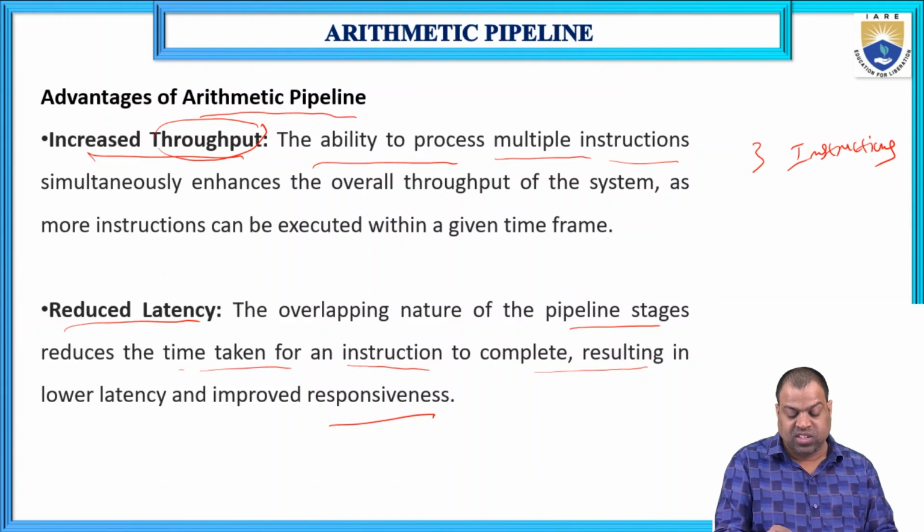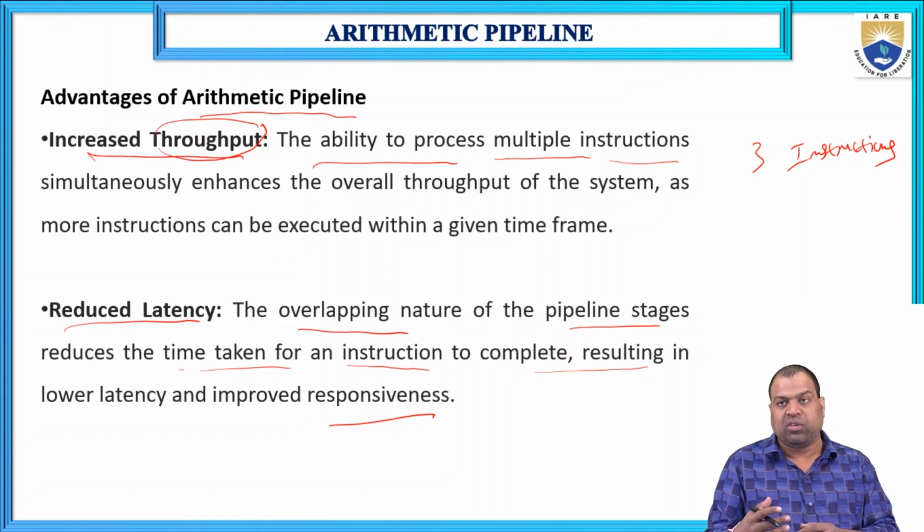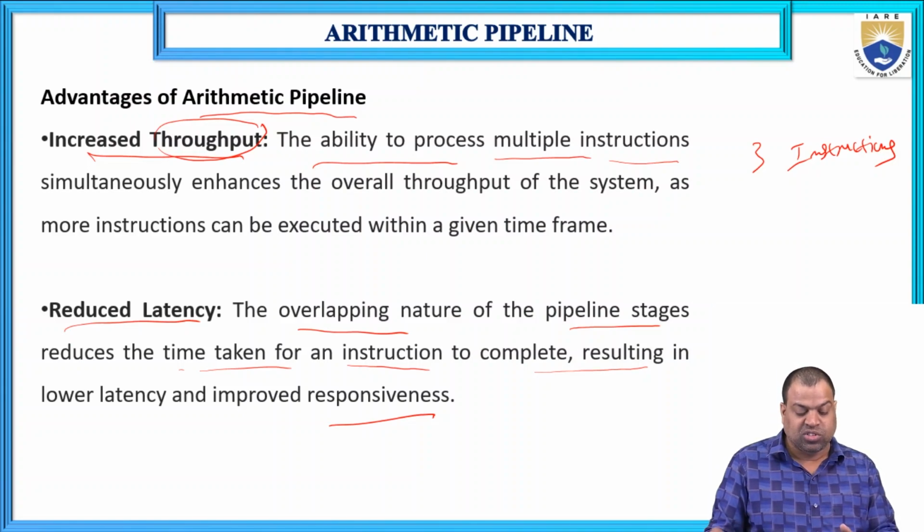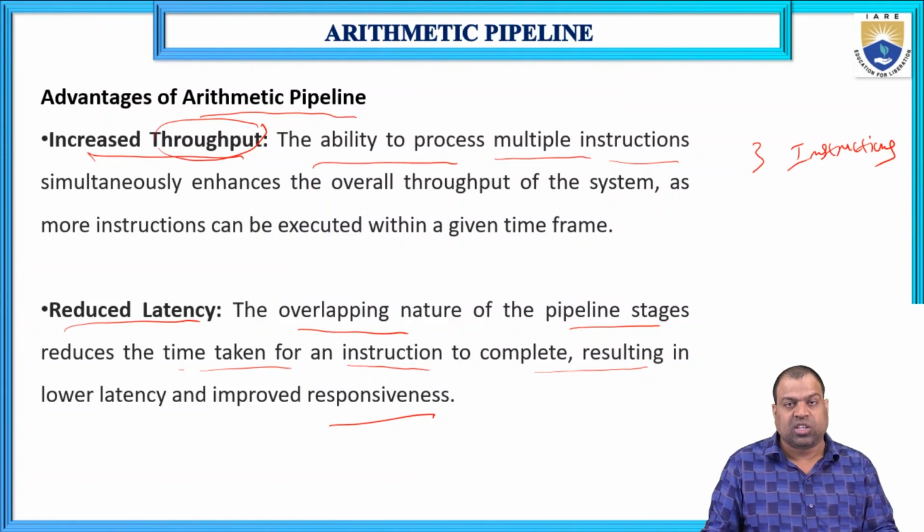But what does latency mean? Overlapping means one instruction is overlapped with another. So these pipeline stages reduce the time taken for an instruction to complete. So what are the overlapping stages? It reduces the time taken to execute the instruction and results in lower latency and improved responsiveness. So increased throughput is one good thing and reduced latency is another good thing for the arithmetic pipeline.